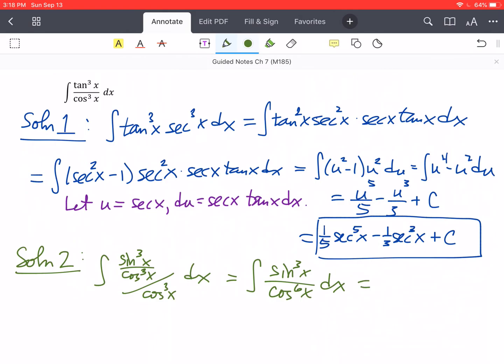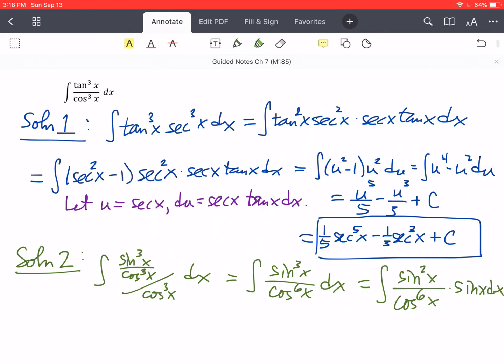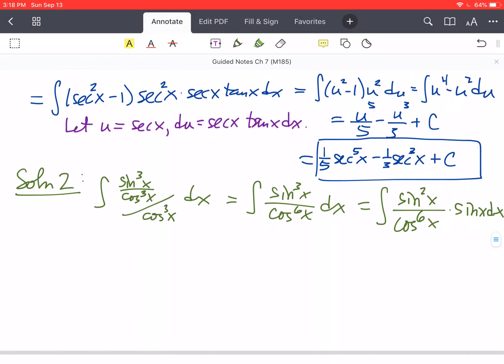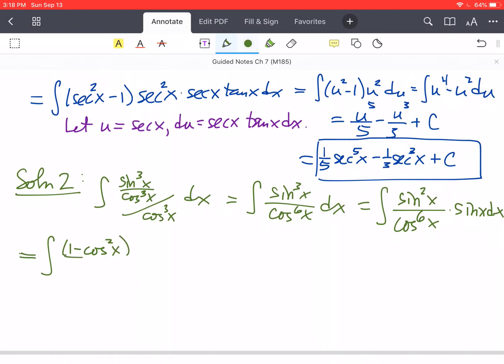And we're always looking for that odd power, and notice we have an odd power of sine. So I'm going to keep this as sine squared over cosine to the 6th times sine x dx. Because now I'm going to use my trig identity, turn sine squared into 1 minus cosine squared. So we have 1 minus cosine squared x over cosine to the 6th of x times sine of x dx.